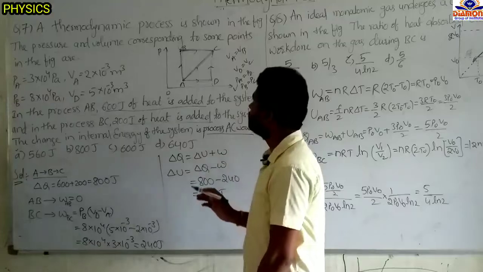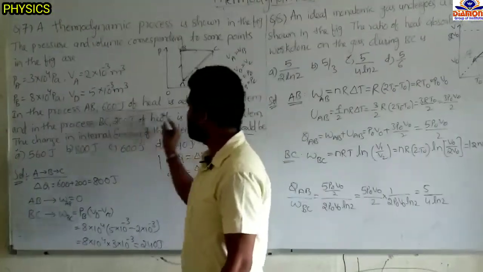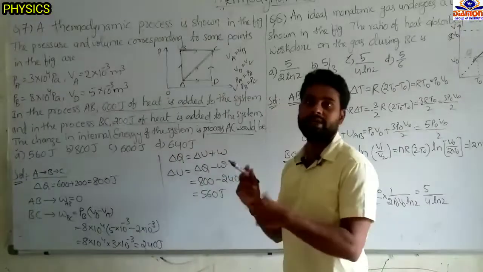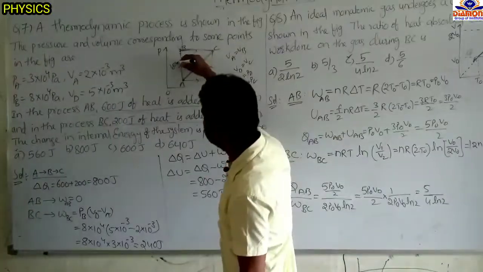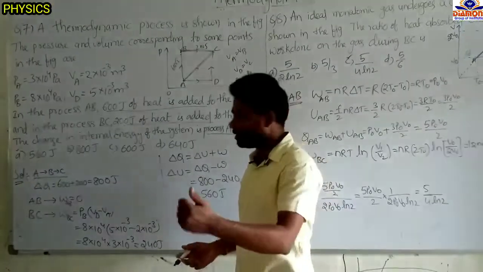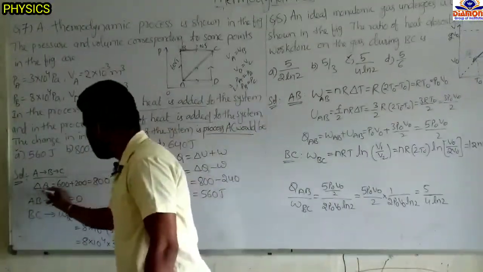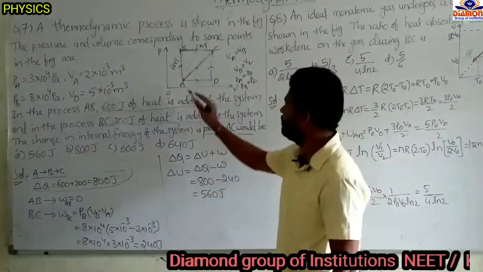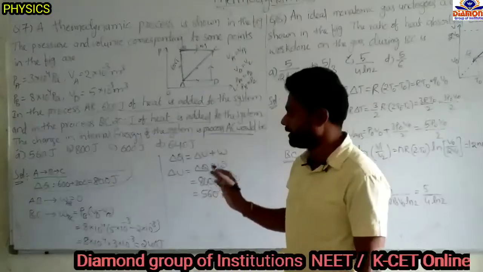For the A to B, B to C path, they gave that 600 joules of heat is added from A to B, and 200 joules of heat is added from B to C. Total heat added is 600 plus 200, which is 800 joules. So the heat added for the path A to B, B to C is 800 joules.